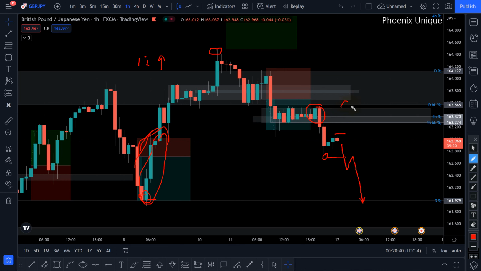Okay, if price breaks that high, my sells will be out of the table. I'll be looking for buys. So this is what I'm looking at. Sell below here, buy above this resistance or supply zone or supply order block. Okay, this is the supply zone. So this is my scenario 1 and this is my scenario 2. It's as easy as that.